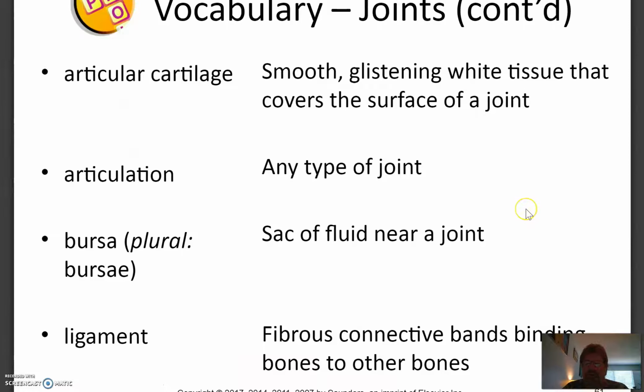Articular cartilage. At most joints, the end of the bones are covered with a cartilage. You can see it on a chicken wing. You're eating them wings, you pop it open, look, and it's real slippery. That's hyaline or articular cartilage. Articulation is a joint. Bursa, sac of fluid, near a joint, acts to diminish friction.